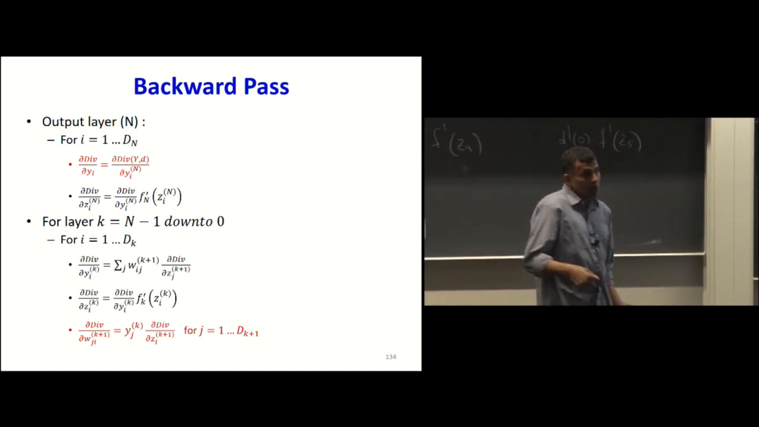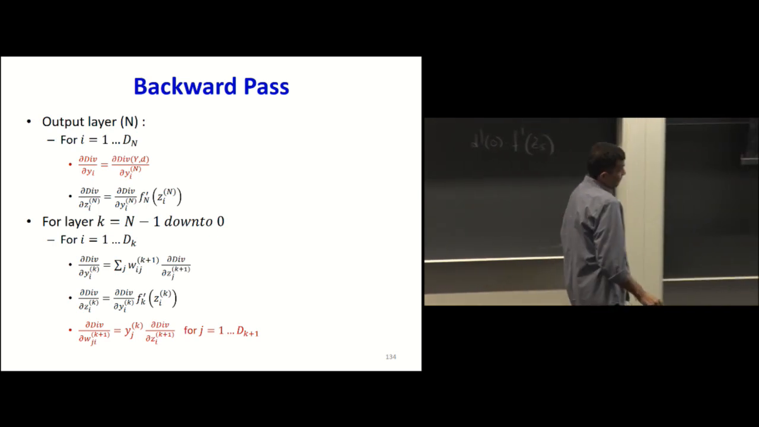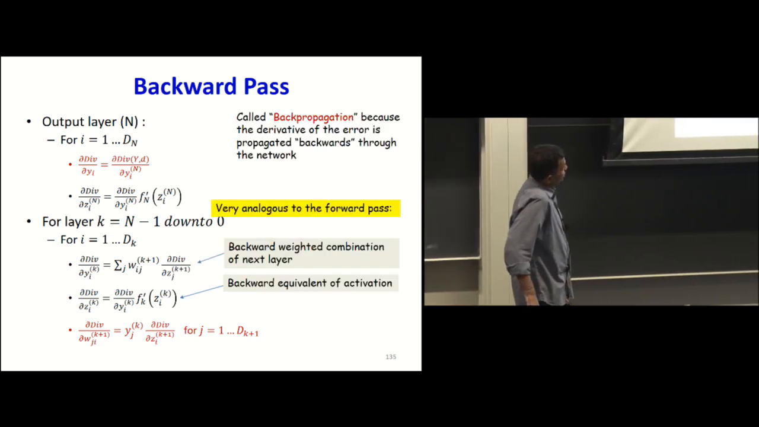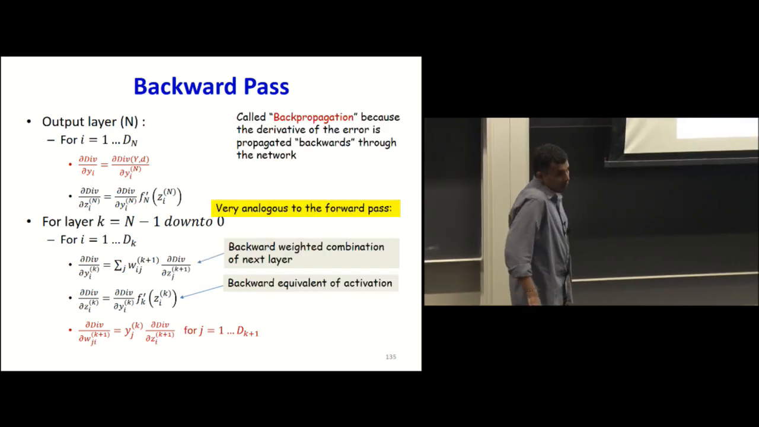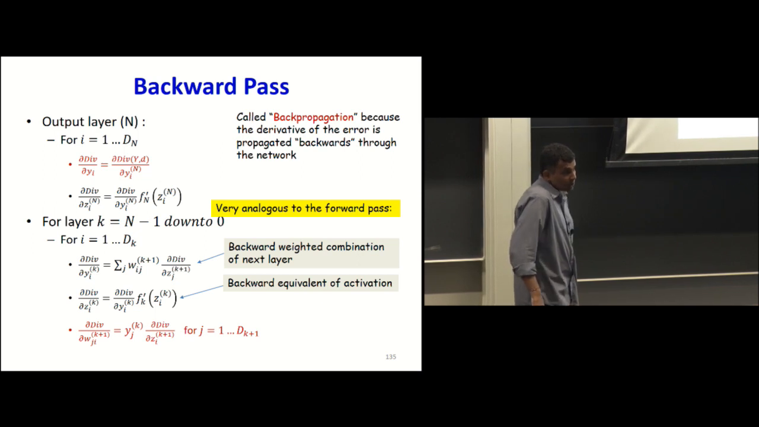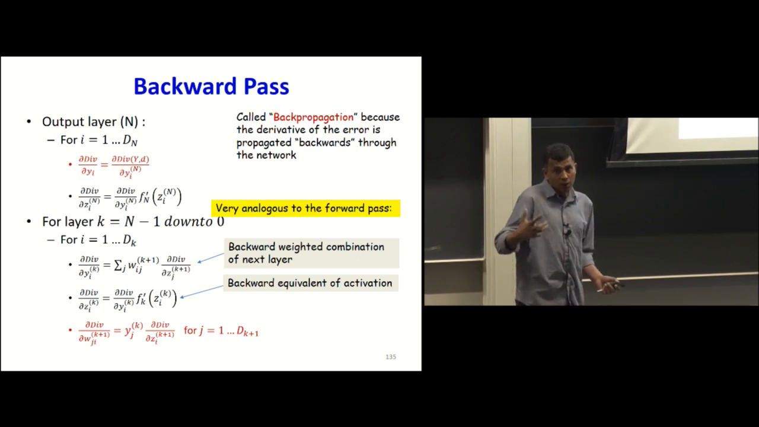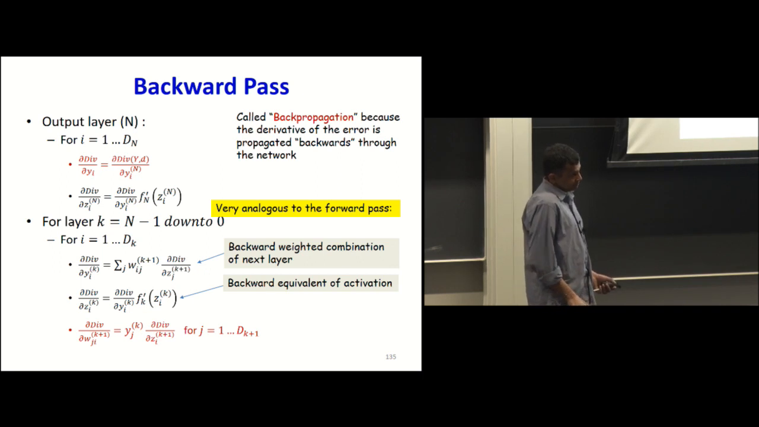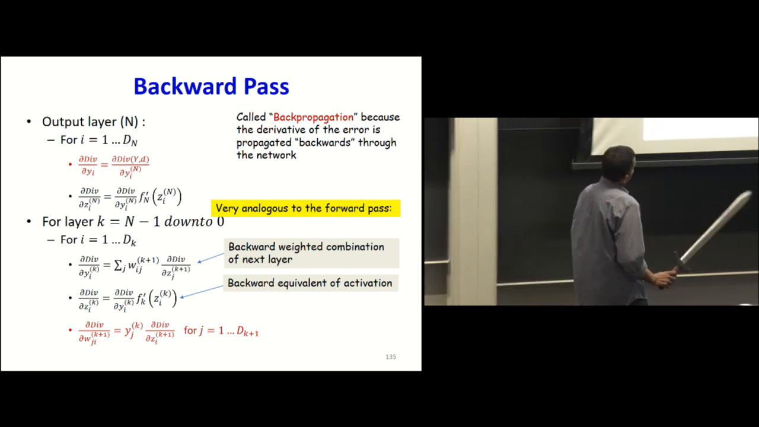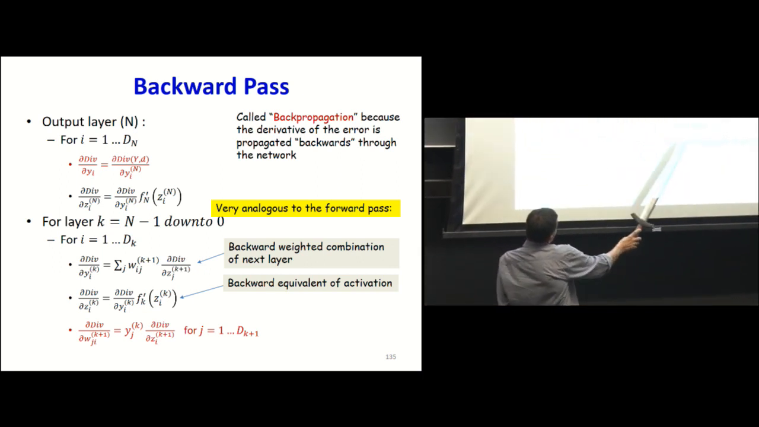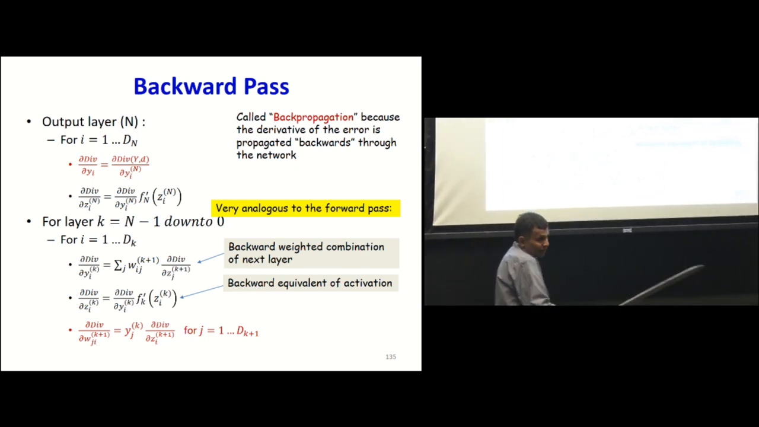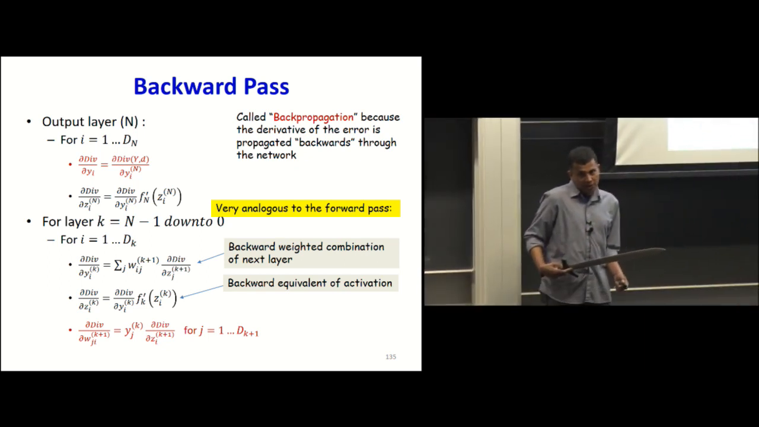It's got these partial derivative symbols on top and bottom. But if you compare it to what happens when you're going forward through the network, the two bits of code look effectively identical. That's because when you're going backwards, you're computing a weighted combination of the next layer and then taking it backwards through the activation.